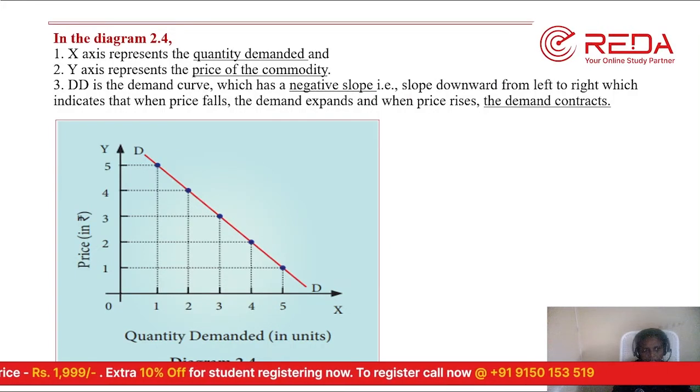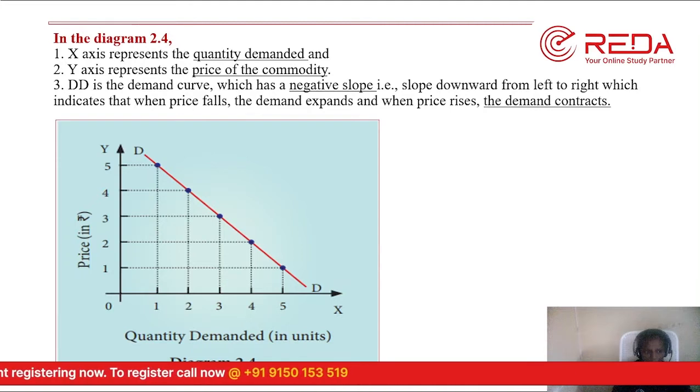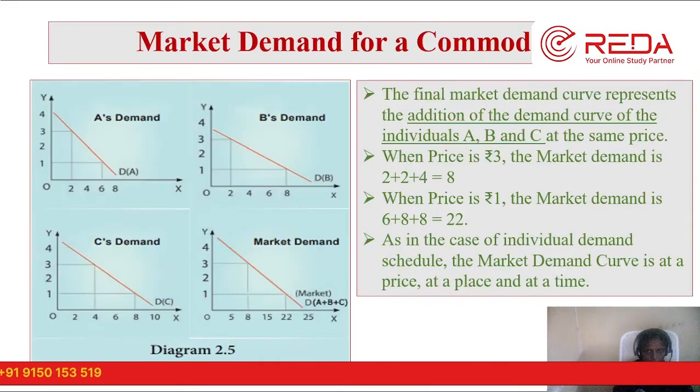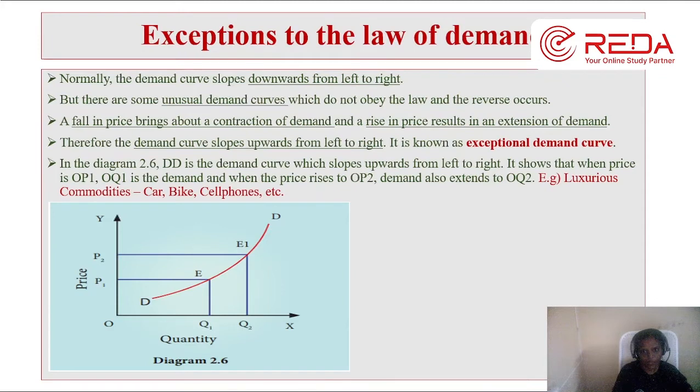It's a straight line D curve, the red color line curve. It's a sloping downward curve. It is not the same always. This is a common situation, but there are some exceptional situations where the demand curve will not slope downward, it will slope upward from left to right. This is also a situation found among some exceptional consumers.